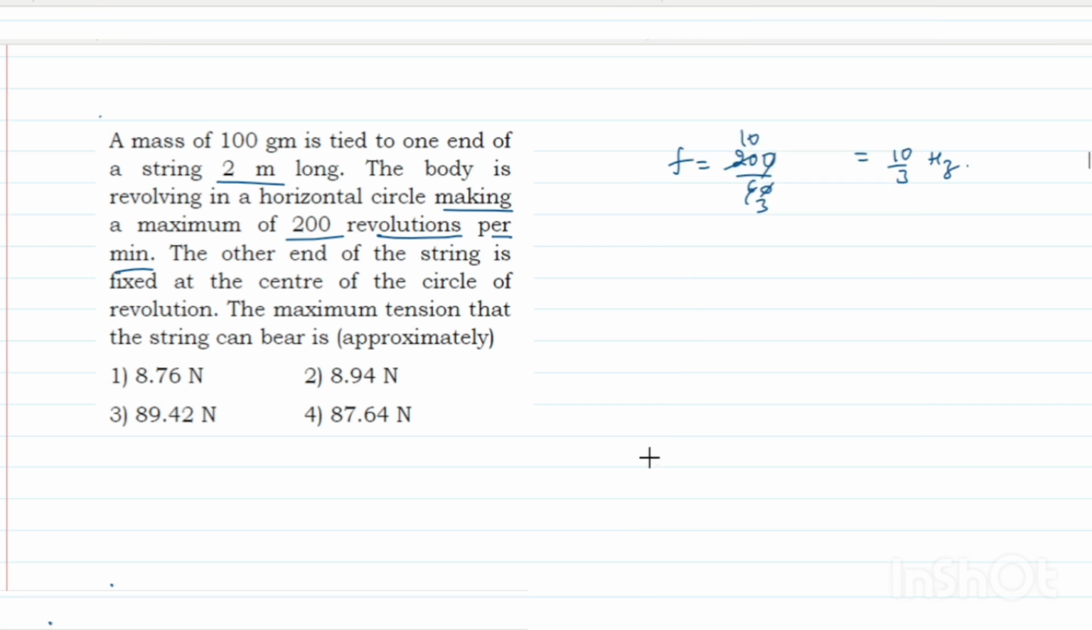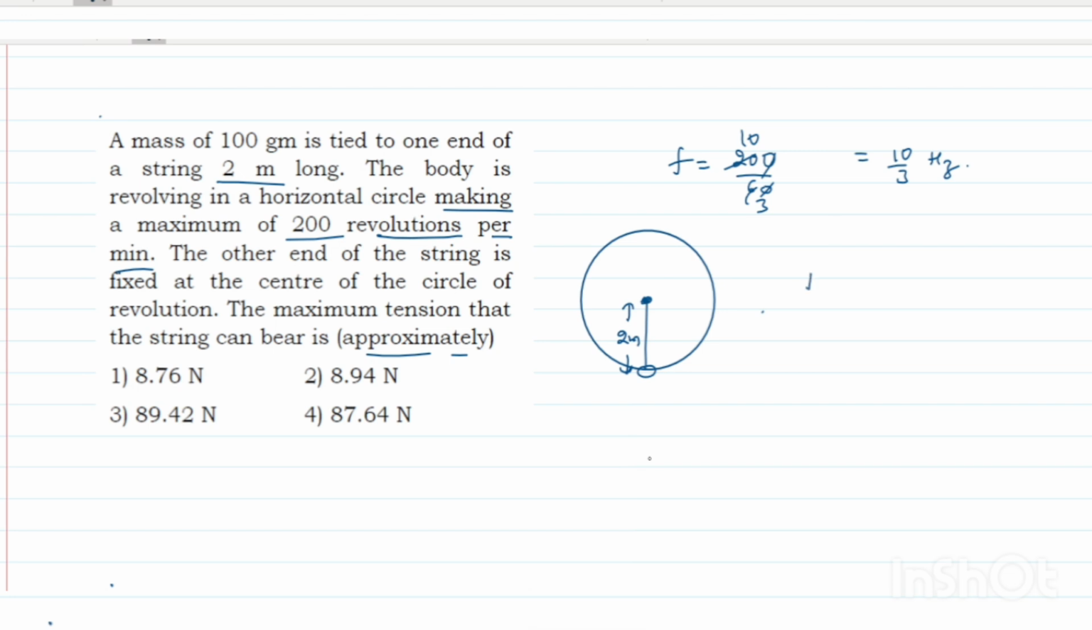Now here, a 100 gram mass is tied at one end of the string. Its length is nothing but the radius, which you can take as 2 meters. It's moving in a horizontal circle, making a maximum of 200 revolutions per minute. The other end of the string is fixed at the center. This is a fixed point. The maximum tension that the string can bear is approximately?